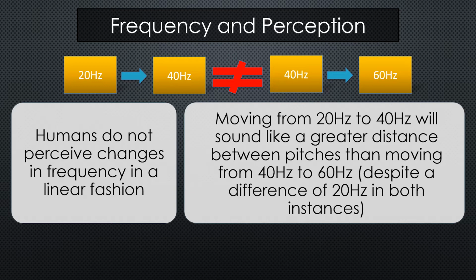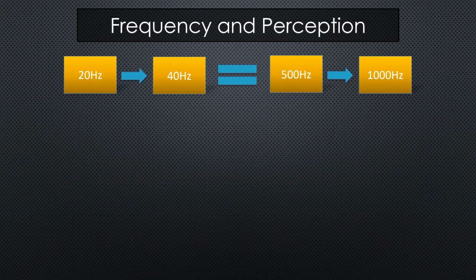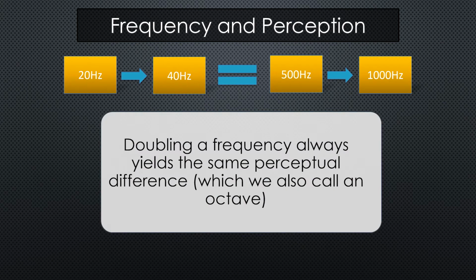The difference between 40 and 60 Hz is also a difference of 20 Hz. However, we will not hear those distances as equal to each other. Rather, the equation here would be an accurate representation of how we perceive frequency. Doubling a frequency always yields the same perceptual difference. In this case, we would call that an octave, which is a term we borrow from the common musical vernacular.